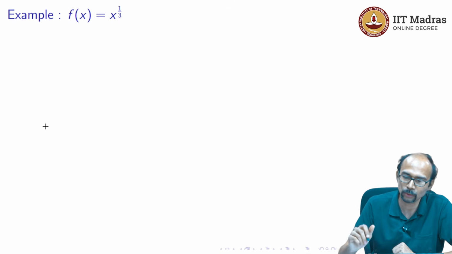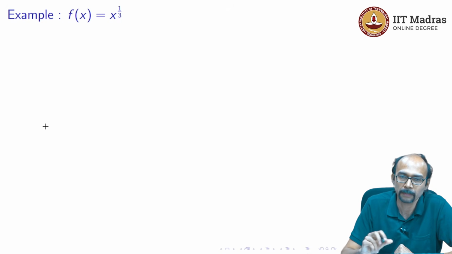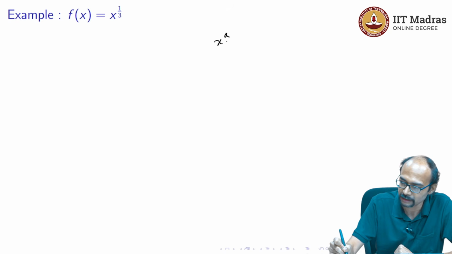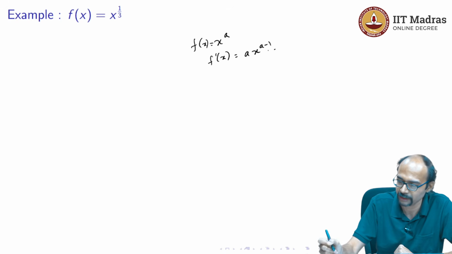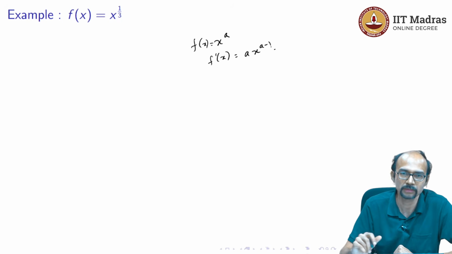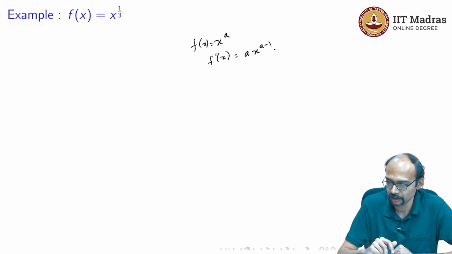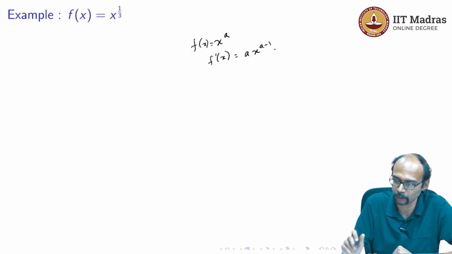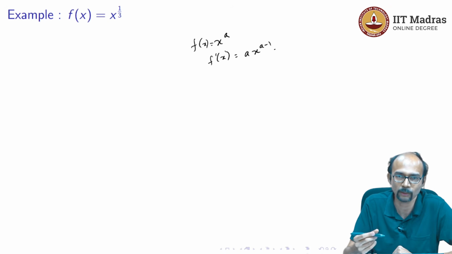So, let us try to compute what happens to the derivative. We have seen that if you have x to the power a, then the derivative of this function I claimed was a times x to the power a minus 1, right. And I made some small remarks about what happens if a or a minus 1 is negative. In that case, we have a problem at 0, and really that is exactly what happens here.